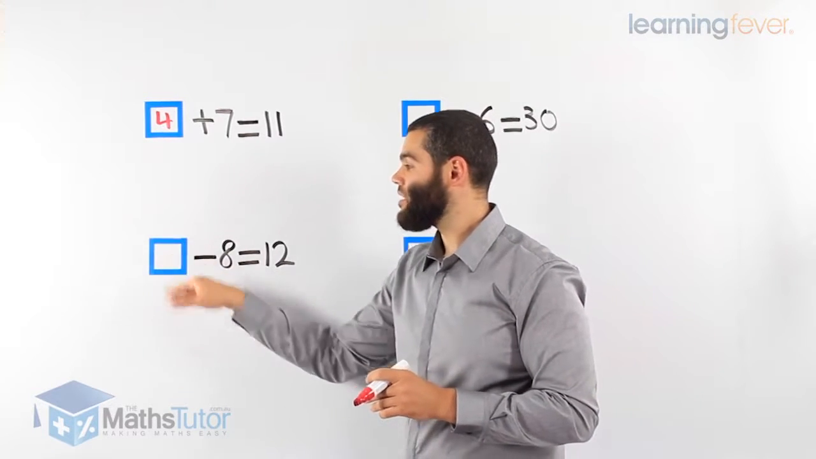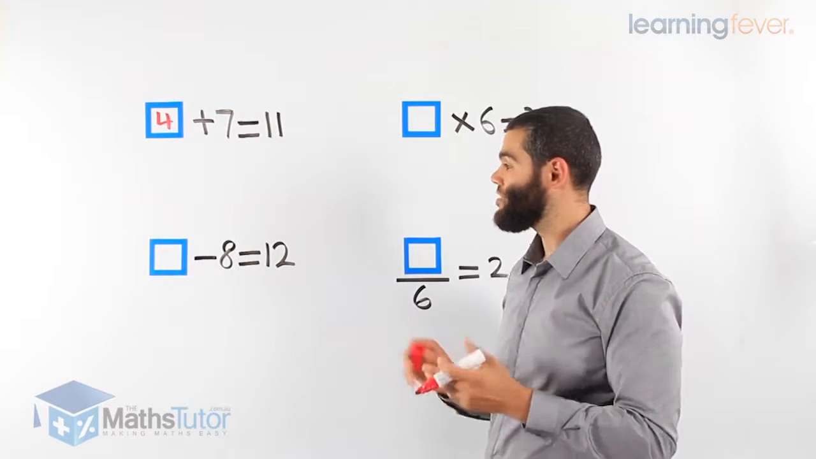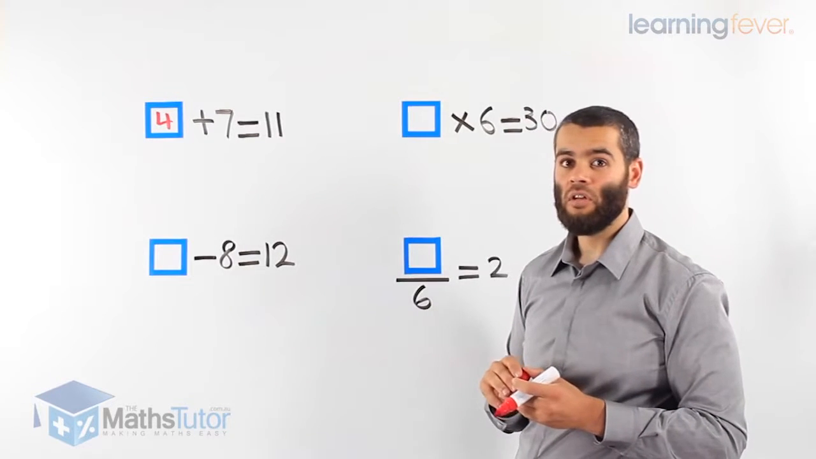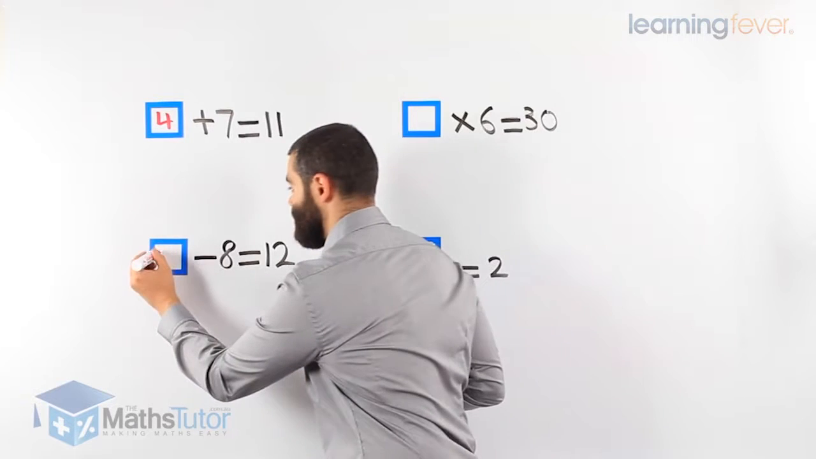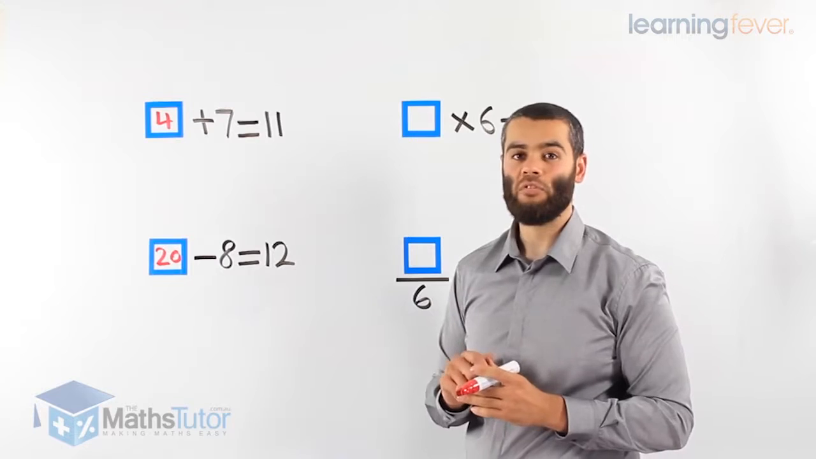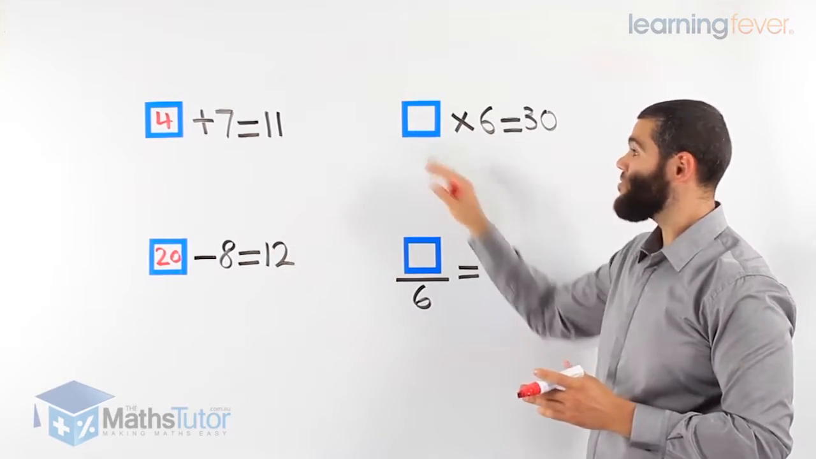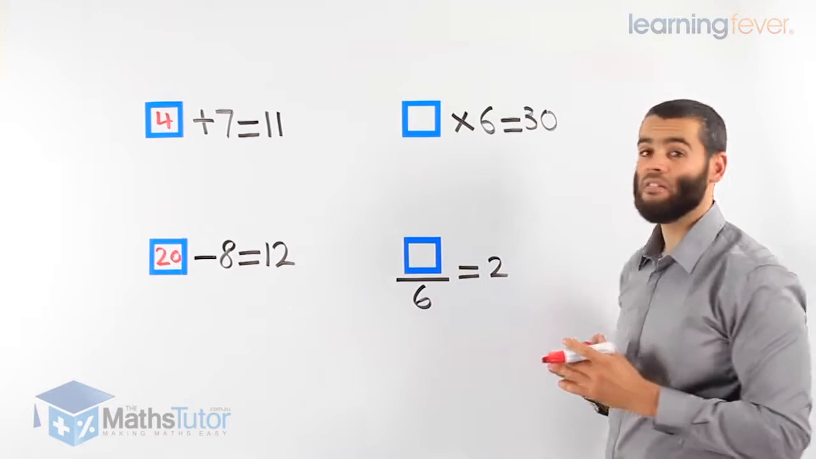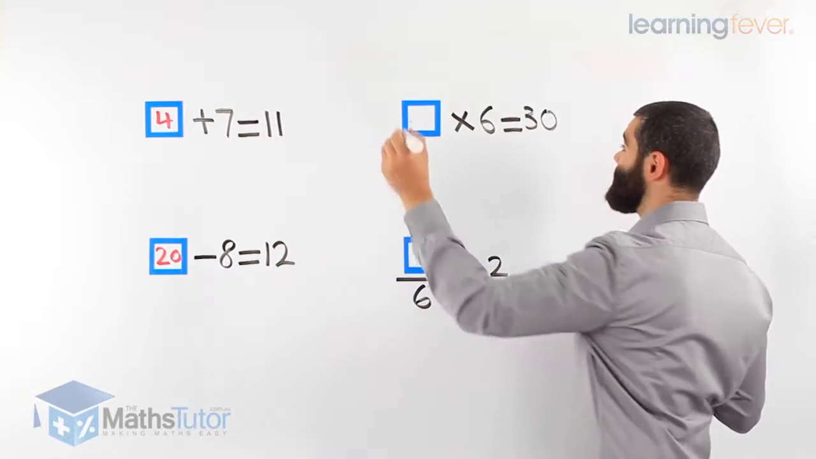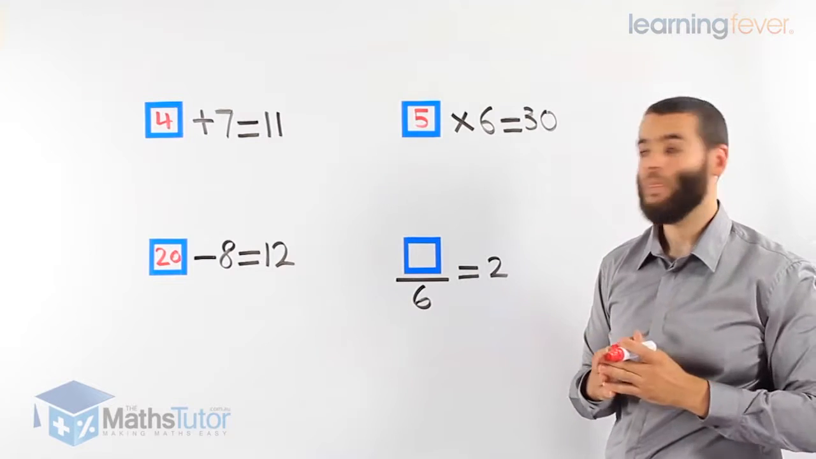Again, something missing, minus 8 equals 12. What's the number? Something take away 8 equals 12. I hope you got 20. 20 take away 8 equals 12. Very smart. This one here, something times 6 equals 30. Please tell me you know it. 5 it is. 5 times 6 is 30.